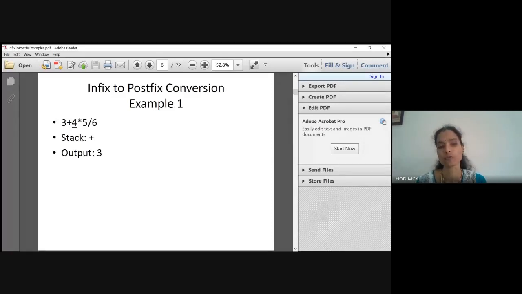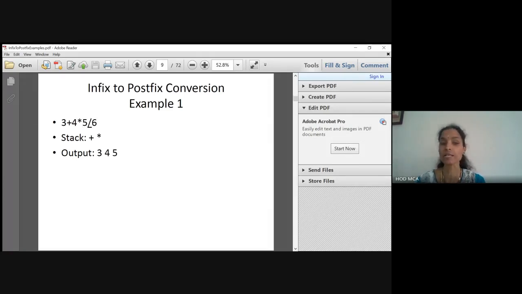Next is 4. 4 is again an operand, so it will go directly to the output. Then we have star. Star is an operator, so you have to compare it with the operator that is in the stack. Plus is of lower precedence compared to star, so you can simply push star into the stack. Next is 5. 5 is an operand, so take it directly to the output.